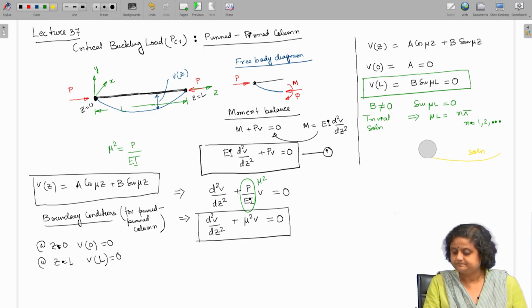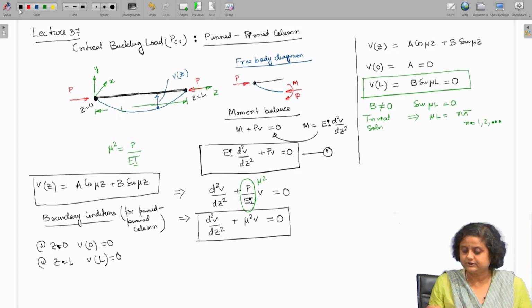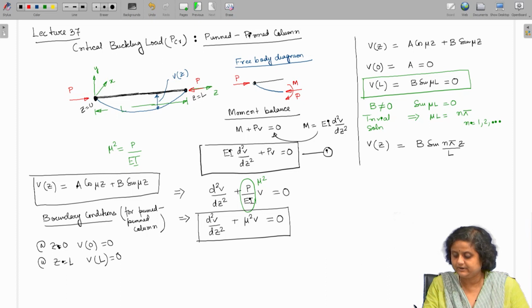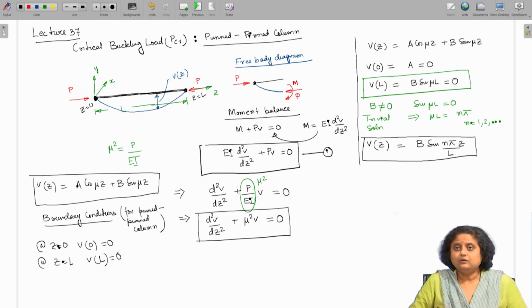Therefore, we get the solution as V(z) equal to B sin n pi by L into z. This is the solution we get for V(z), which is an acceptable solution. Now, let us see what this solution means.